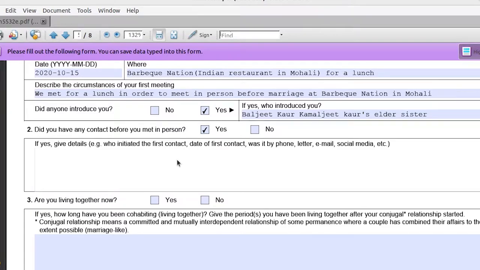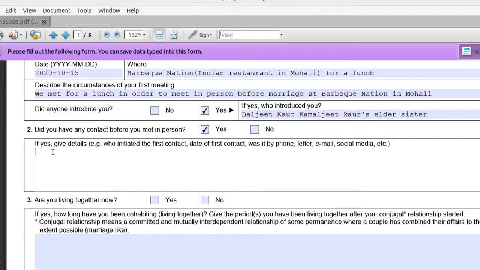So in my case, our relationship was an arranged marriage. One of our relatives introduced Kamaljeet to my parents, and then both the families met together and they agreed, everything was fine. Then they introduced me to my wife. So this is very simple and straightforward. I need to add the entire story here: that person ABC introduced this person, then they, so I need to write the entire story here. Who initiated the first contact?